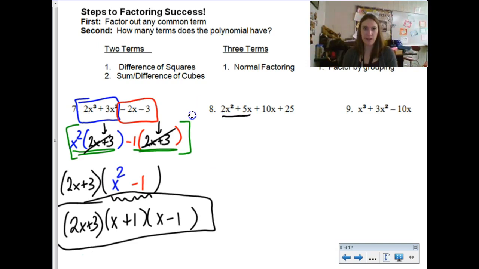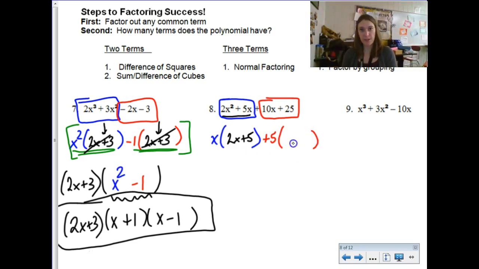Let's use my colors again. 2x squared plus 5x. We're going to take something out of there. And then 10x plus 25. We're going to take something out of there. So the only thing I can remove from this blue box is an x. And that leaves me with 2x plus 5. And then from this red box, I can take out a 5. But it is a positive 5, and I need a sign with my factor. So let's leave it as plus 5.